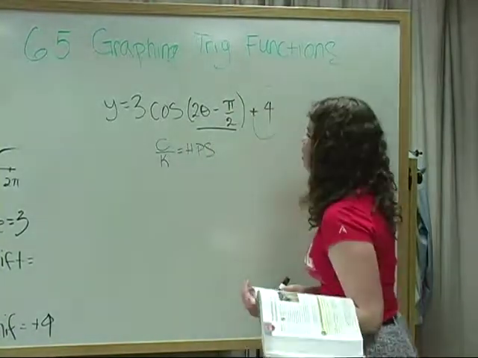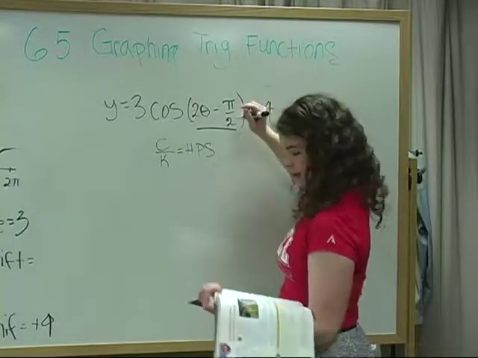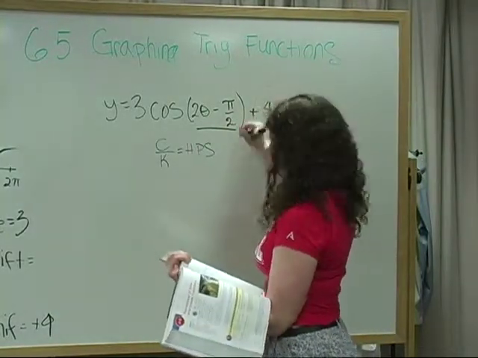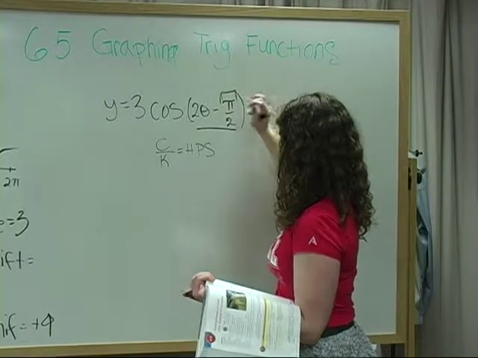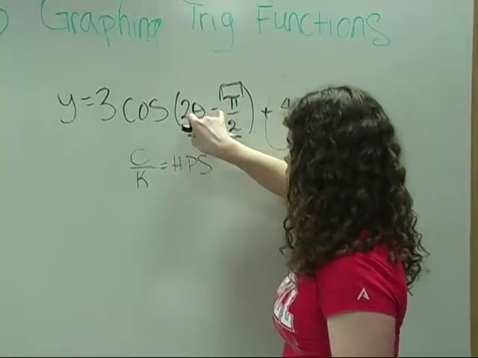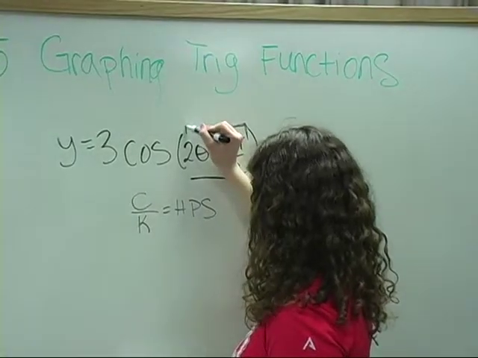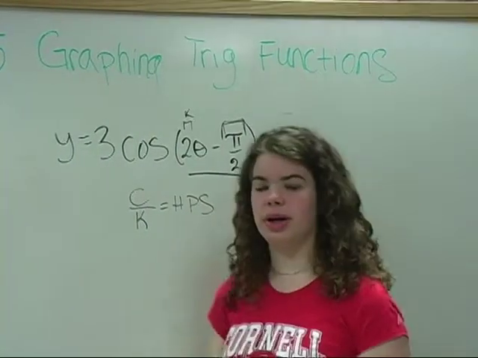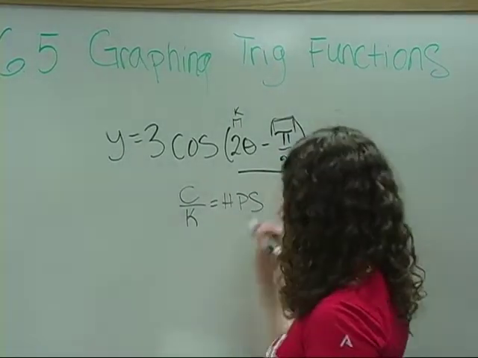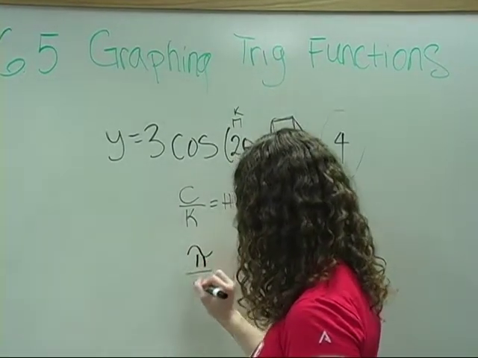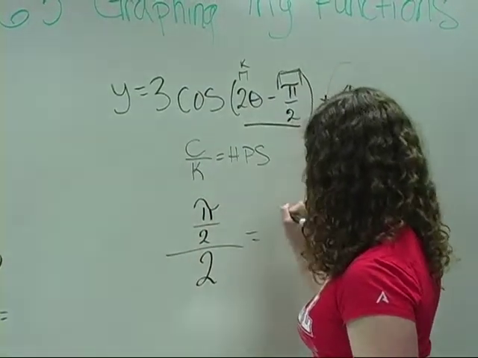So when we have a horizontal phase shift, our C value is going to be this part of our parentheses. Disregard the minus for right now. This is going to be our K value, and that has to do with period, which we'll find out later on. So C over K equals horizontal phase shift. So we have pi over 2 over 2, and that will get us pi over 4.